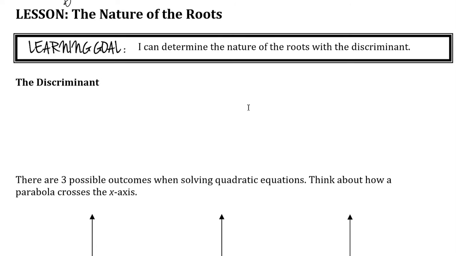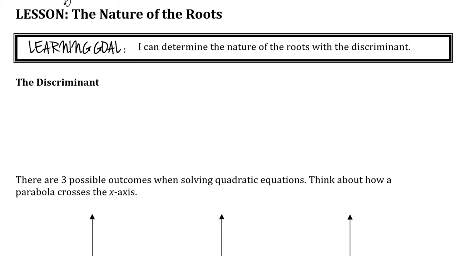So this is new. I don't think you would have seen this before. This is going to be brand new, but it's very useful. It's a great little trick in general. So I think you're going to see how valuable it is. Okay? And we're talking about the nature of the roots, and look, it says I can determine the nature of the roots with the discriminant. We're going to talk about what the discriminant is.